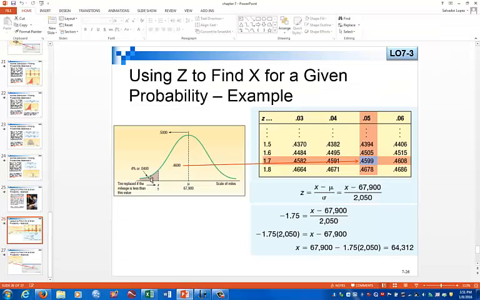Sometimes this tail is on the other side. You need to find the value on the upper tail. It depends on the characteristics of the problem. All right, so that is the last part of chapter 7.